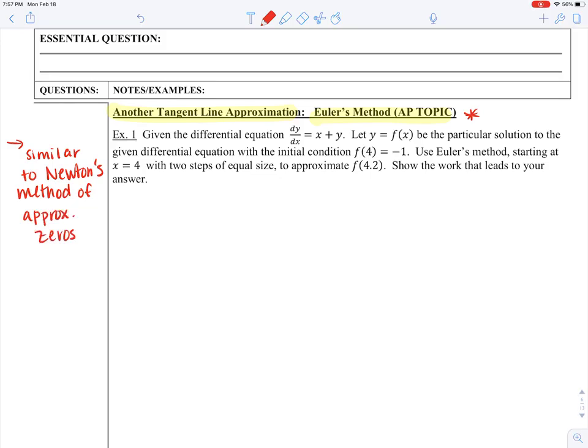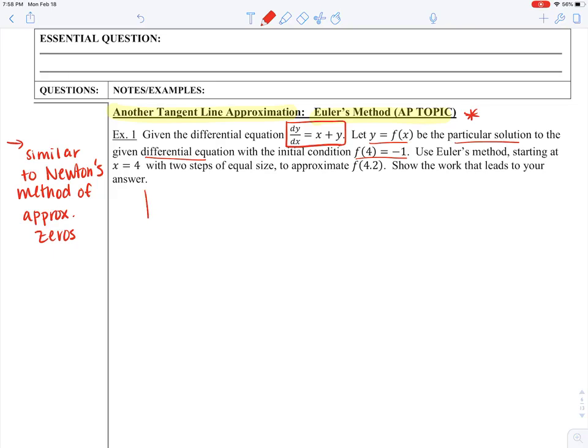And really, to explain this, we're going to explain this through an example. So the first thing it says is I've got a differential equation, and where you're going to see this concept tested is in a differential equation problem. It's appeared in several free response questions paired with a differential equation. It says let y equals f of x be a particular solution to the given differential equation with an initial condition. Now guys, this differential equation is not separable. You can't solve this. So you've got an initial condition and you cannot separate it and solve it.